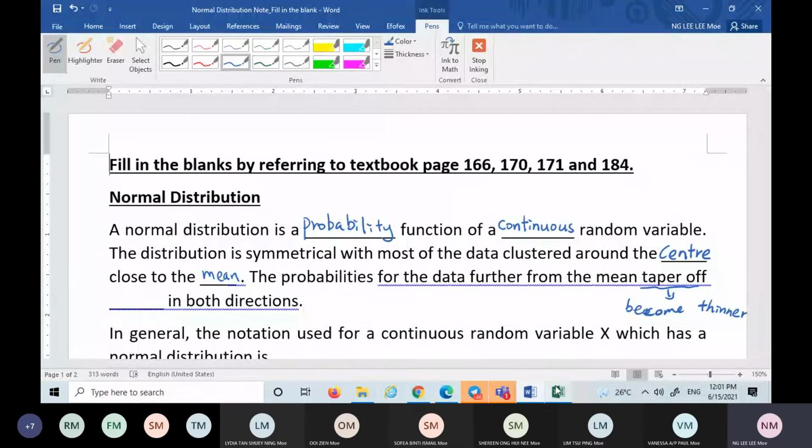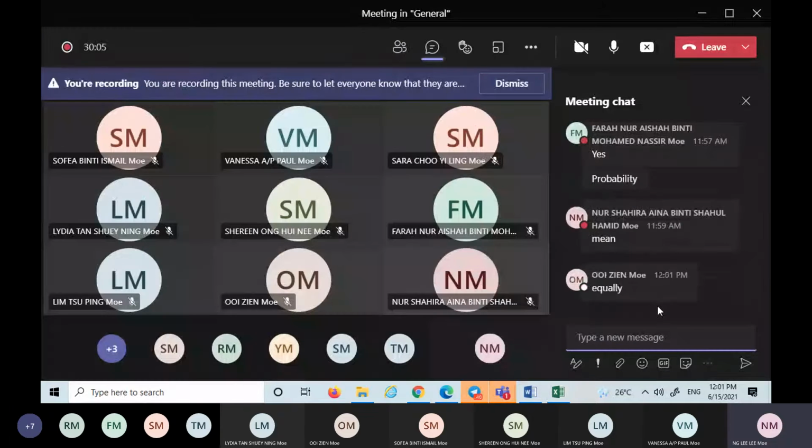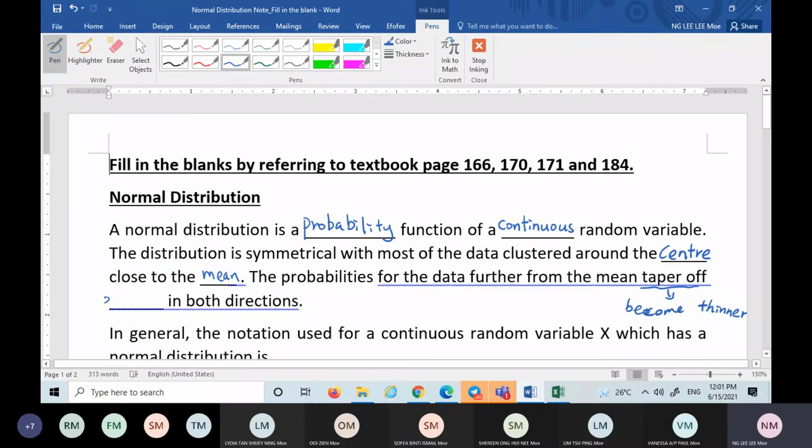Okay, next, go. Equally. Thank you. So it becomes thinner. You can see the bell shape of the graph. At the two sides it becomes thinner already. But you can still see it's equal in both directions. So they are symmetrical.